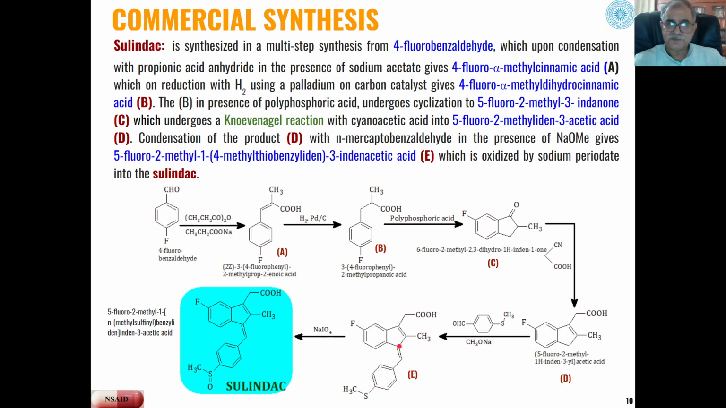And then oxidation of this sulfide to sulfoxide will take place when we treat this unsaturated indene acetic acid derivative with sodium periodate. This sulfide will be converted into sulfoxide, which will lead to the formation of sulindac. So this is how sulindac can be synthesized from 4-fluorobenzaldehyde as the starting material.